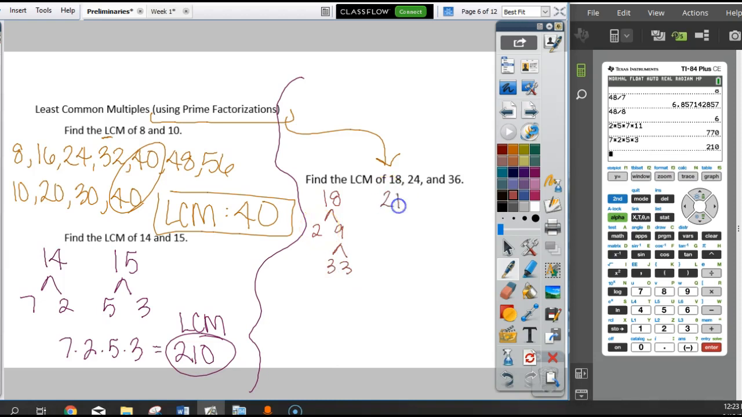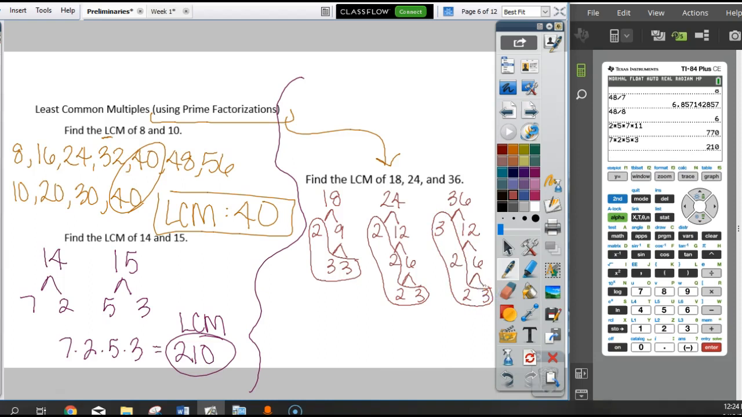For 24, I think of 2 and 12. I think of 2 and 6, and then I think of 2 and 3. So the prime factorization is 2 times 2 times 2 times 3. Notice we're getting some duplicates here. They definitely have some factors in common. For 36, think of 3 and 12. From here, I'm just going to do exactly what we did over here. 2 and 6, 2 and 3.